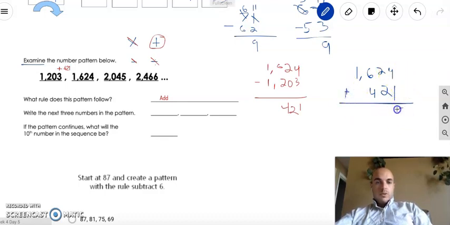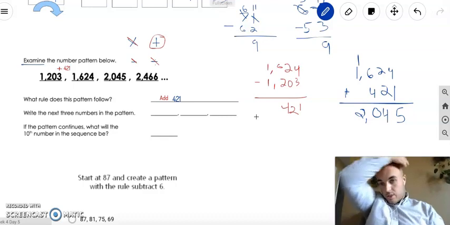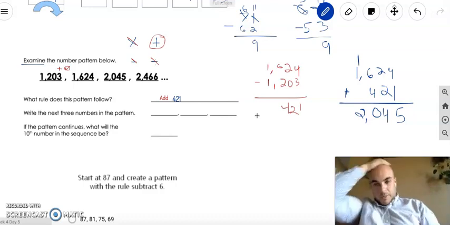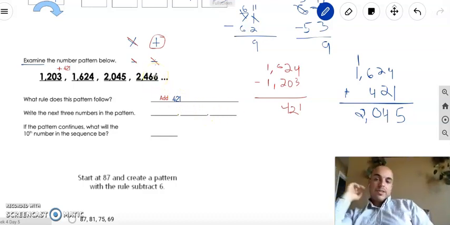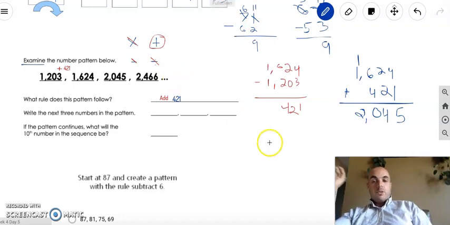Cool. 4 plus 1 is 5, 2 plus 2 is 4, 6 plus 4 is 10, carry the 1, 1 plus 1 is 2, 2,045. Okay, so that rule does in fact check out. So our rule is to add 421. Okay, so the next three numbers in the pattern. So I'm going to take 2,466, I'm going to add 421 to it, and keep going in that order.